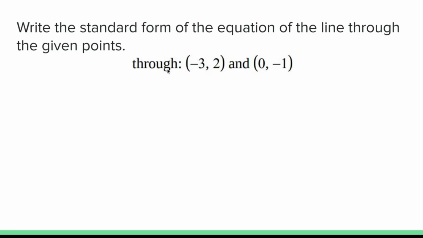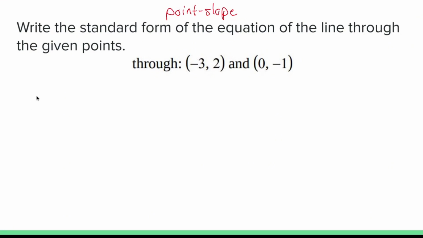Write the standard form of the equation of the line that goes through the given points, (-3, 2) and (0, -1). I think probably the easiest way to do this, because I want standard form, is to start out with point slope form. And once I get point slope form, I can turn it into standard form.